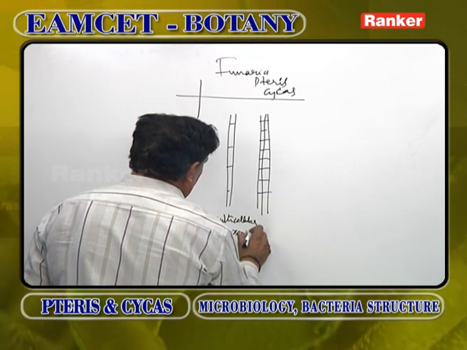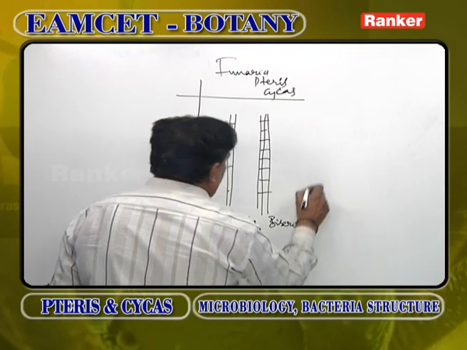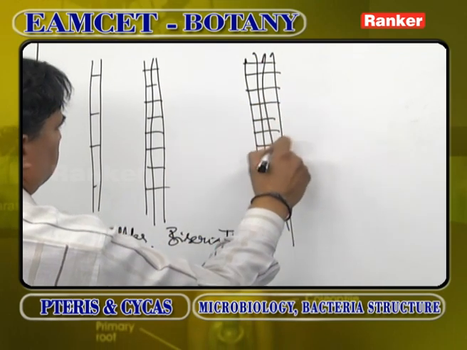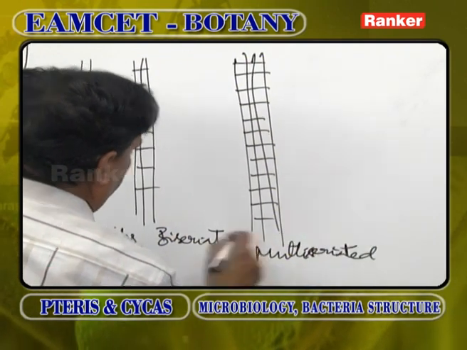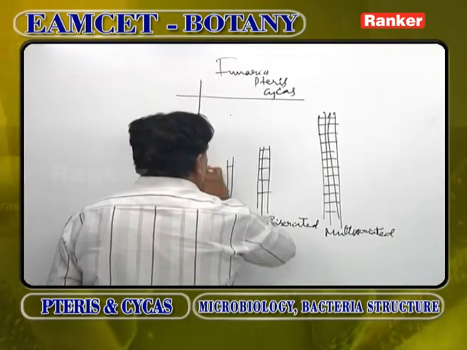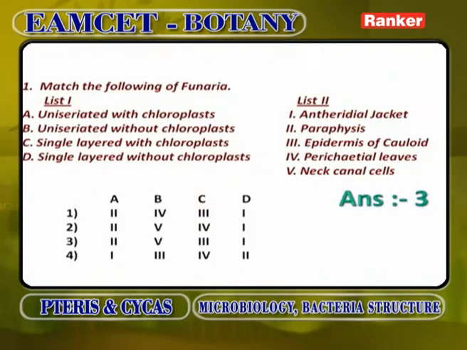Uniseriated. This is multicellular biseriated. Cells are arranged in two rows. This is multicellular multiseriate. Seriated means the number of rows. If only one row, uniseriate. If two rows, biseriate. If three rows or more, it is multiseriate. So here: uniseriate with chloroplast, uniseriate without chloroplast, single layered with chloroplast, single layered without chloroplast. Answer is 3. Uniseriate with chloroplast is 2.